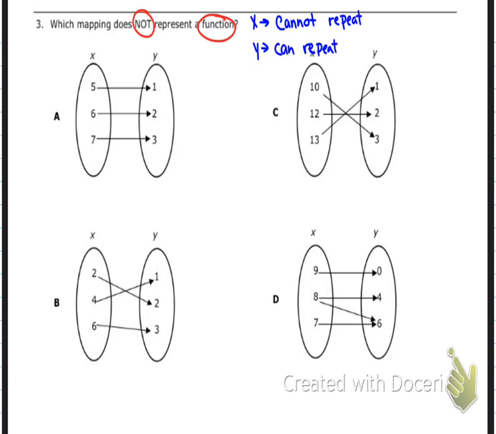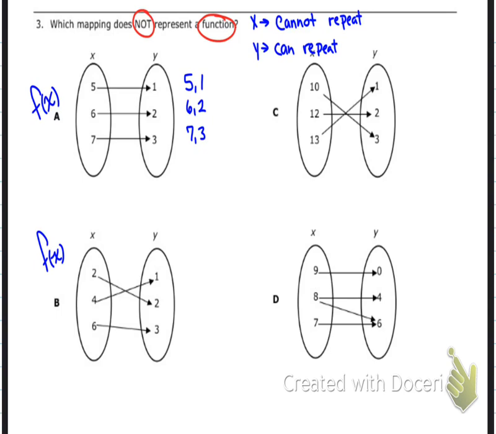So I want something that's not a function. Either way, you need to go through all of them and label them. So if I check A, here's how you're reading them: 5, 1, 6, 2, 7, 3. Notice that all my x values did not repeat. So it is a function. Now, you don't have to write them out on the side. I think these are pretty easy to read. But for beginners, I might go through and label them.